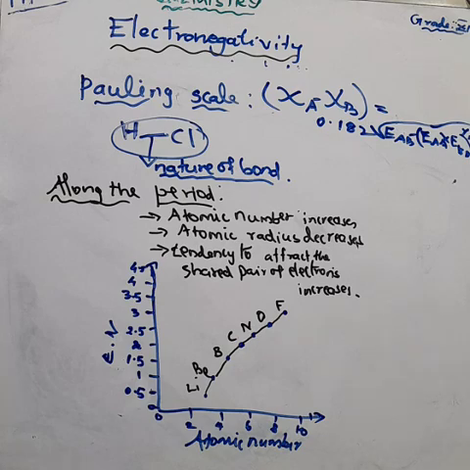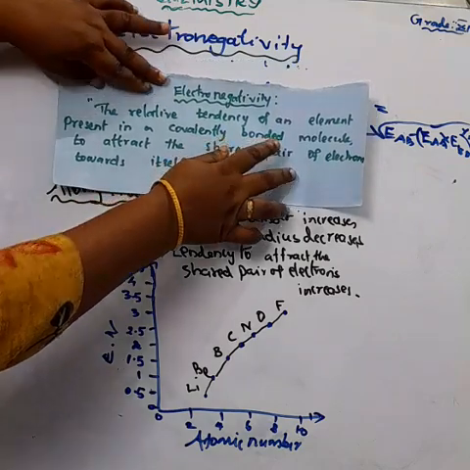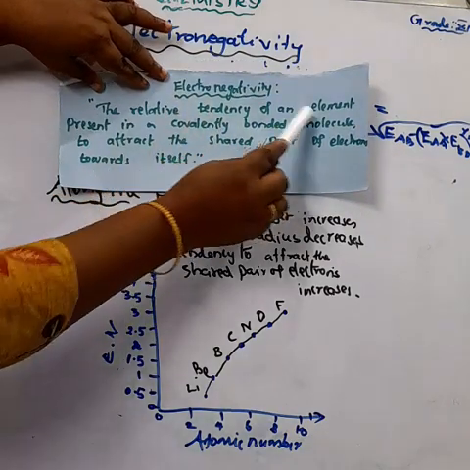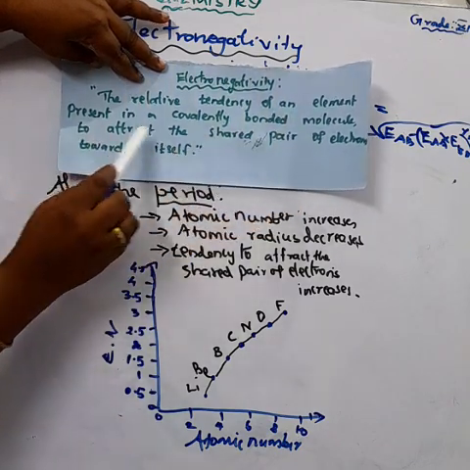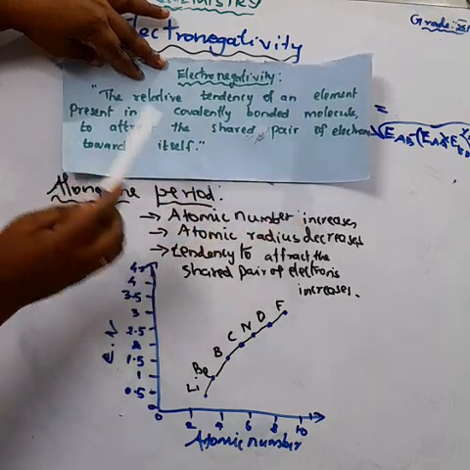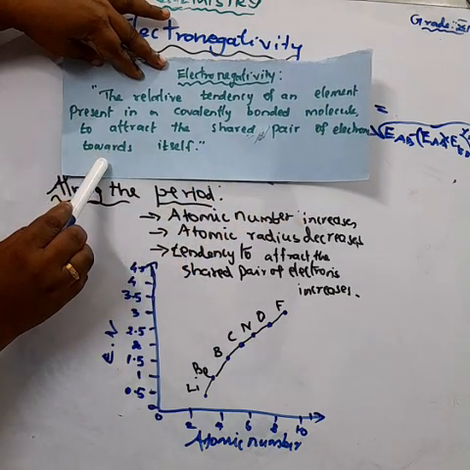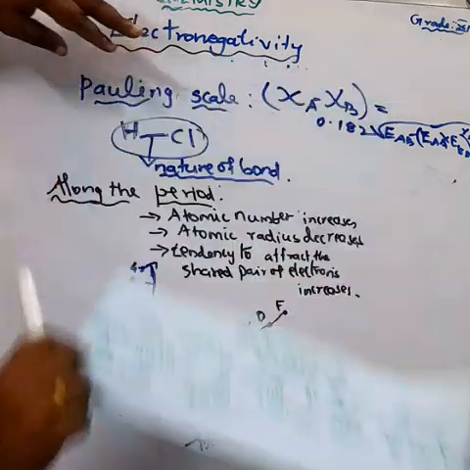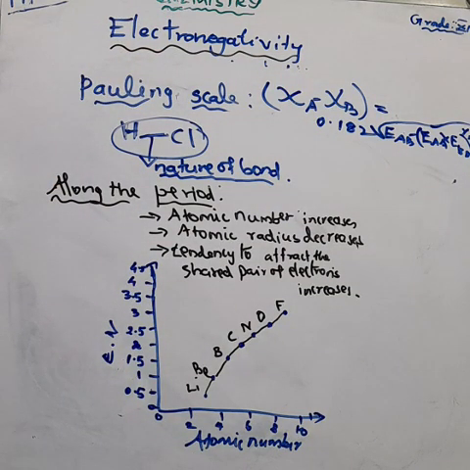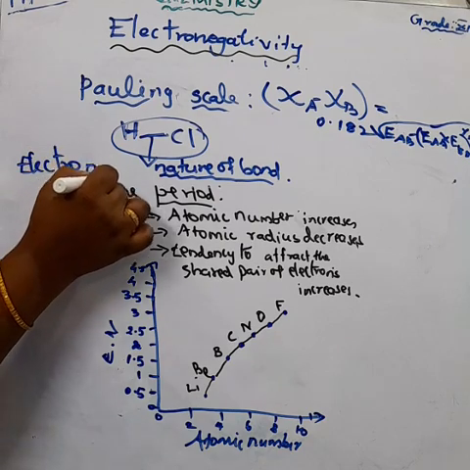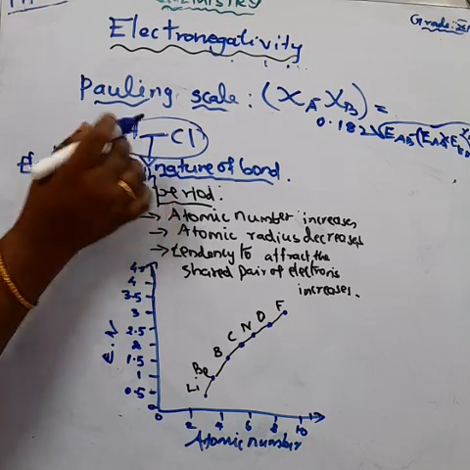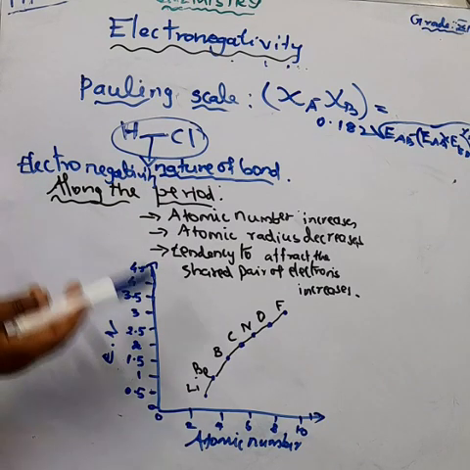So what do you mean by electronegativity? Important question, 2-mark question. Electronegativity is defined as the relative tendency, or ability, of an element present in a covalently bonded molecule to attract the shared pair of electrons towards itself. Okay, understood? Now, how does the electronegativity value vary along periods and along groups?